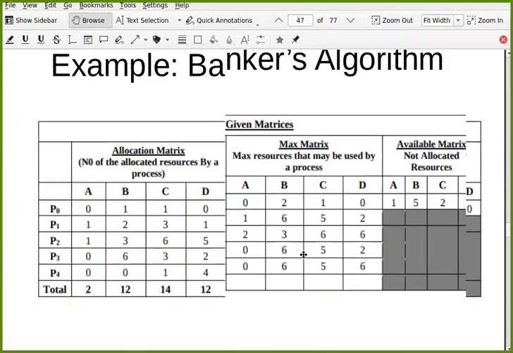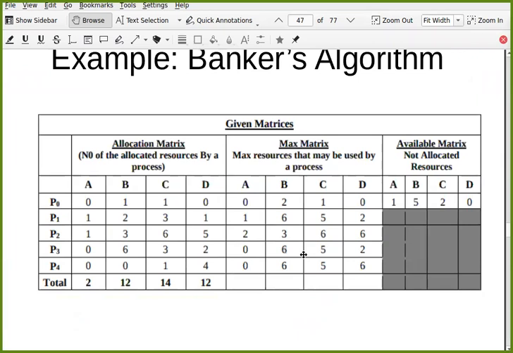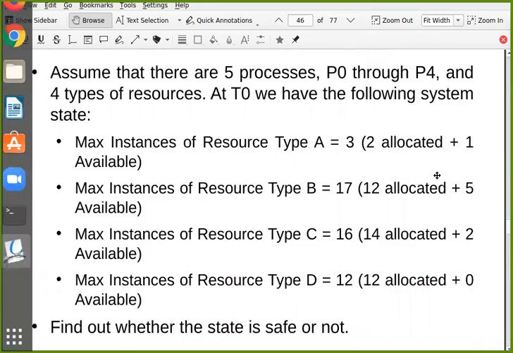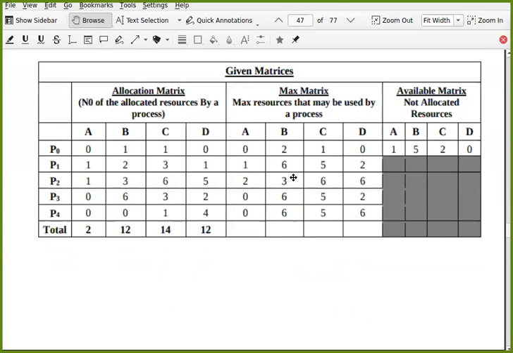If I put this statement in this form, this max matrix is nothing but the claim matrix, because in other literature it is known as the max matrix. This is the allocated resources, so that's why this is the allocation matrix. There are 5 processes and 4 resource types. And this is the claim matrix, and this is the available matrix. I have converted this problem statement into this form. So this is your current state at time 0.